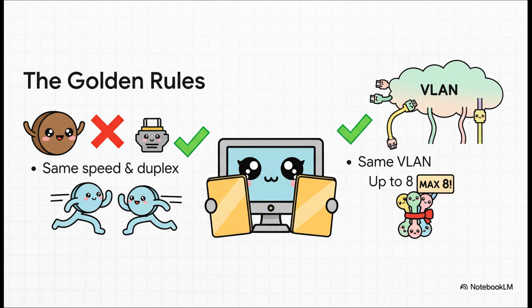Now, to get all that goodness, you have to play by a few golden rules. As you can see here, every single port you put into an EtherChannel bundle has to be a perfect match. You can't mix and match, you can't throw a Fast Ethernet port in with a gigabit port. They all have to have the exact same speed, the same duplex settings, and the same VLAN configuration. The one word to remember here is consistency. Everything has to be identical.